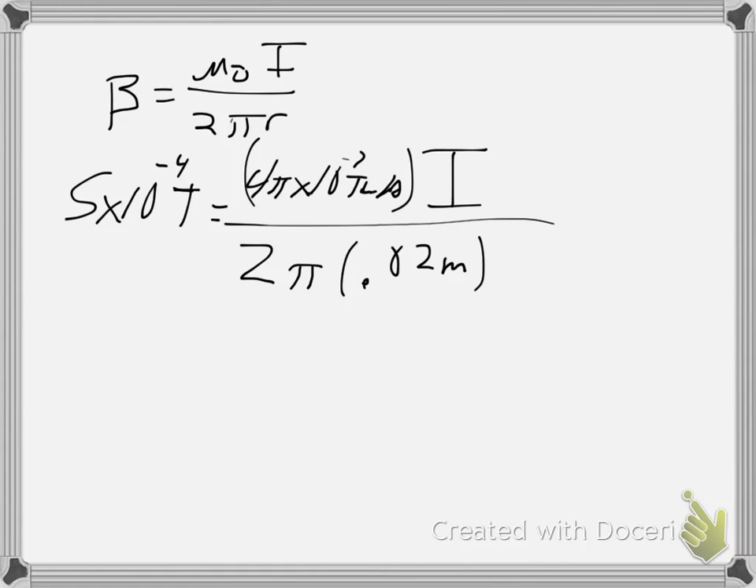So if I solve for I, this point works out rather well. You should be somewhere around 50 amps. If you're anywhere in that range of 50 amps, then you'll be fine.